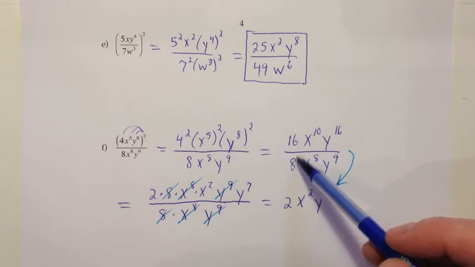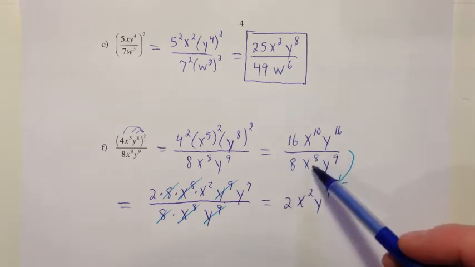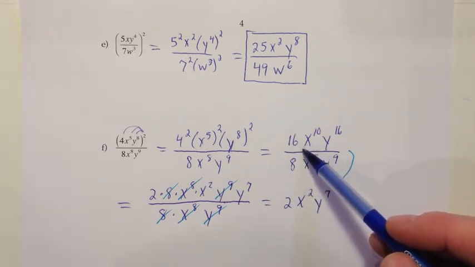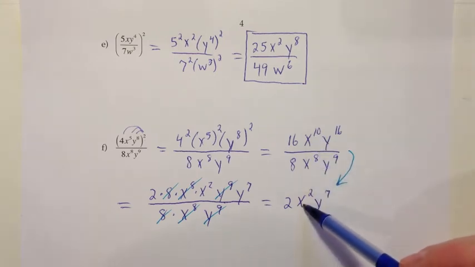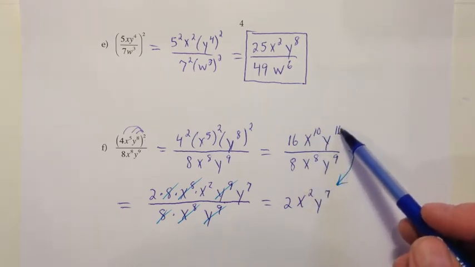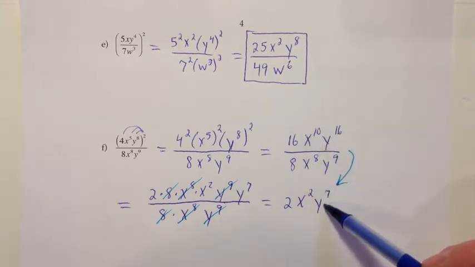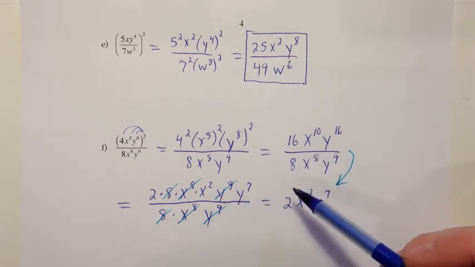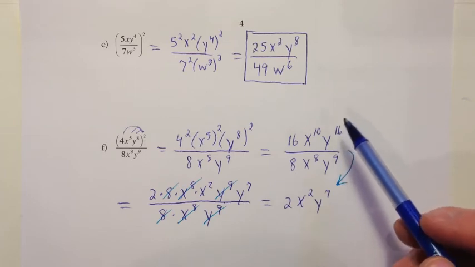So I might say 8 goes into 16 twice. These 8 x's cancel 8 of the 10, and that would leave 2 left over. These 9 y's would cancel 9 of these, and that would leave 7 left over. So it is possible to do that in your head rather than writing it out. You decide what's more comfortable for you.